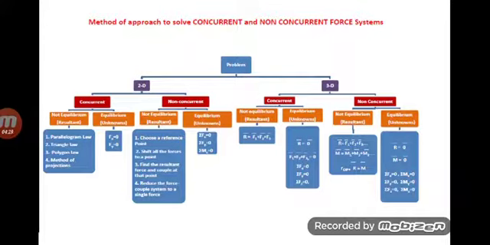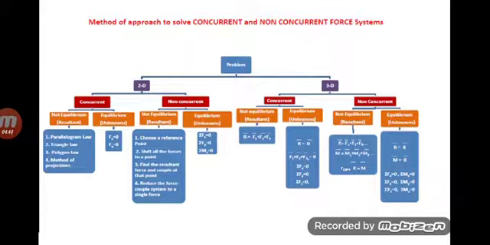Next, to find the unknowns: there may be an unknown, like if three forces are there and one is unknown. How do we find that? For that there are two equations, that is Fx equal to 0 and Fy equal to 0. Using these equations you can find that unknown.